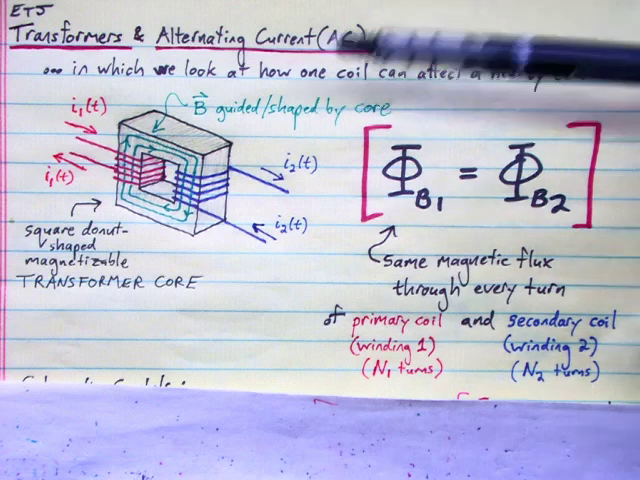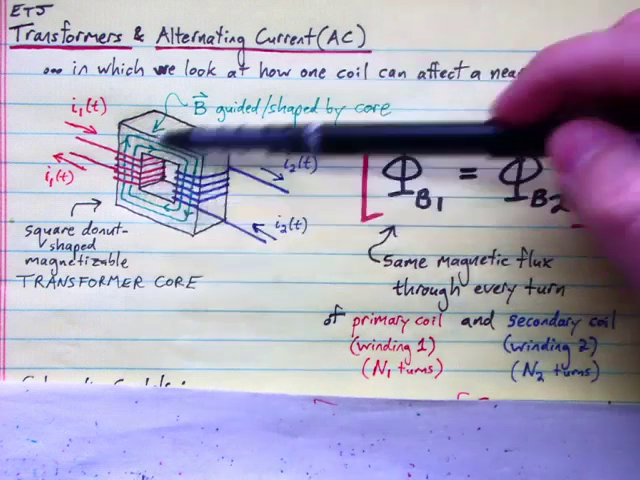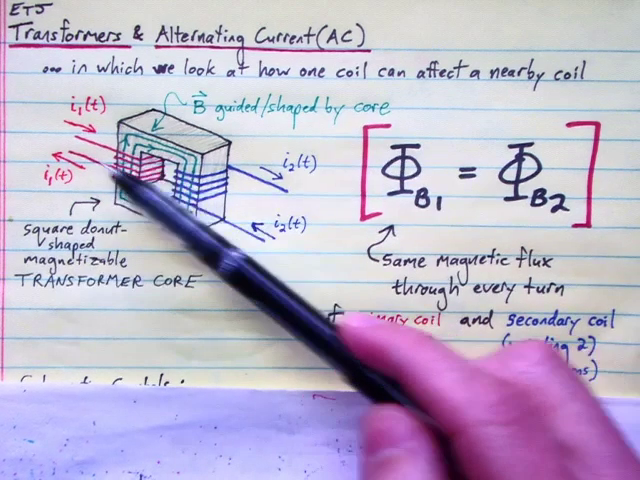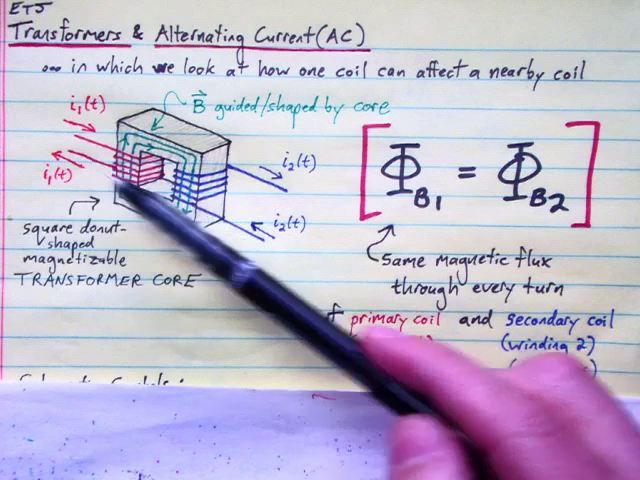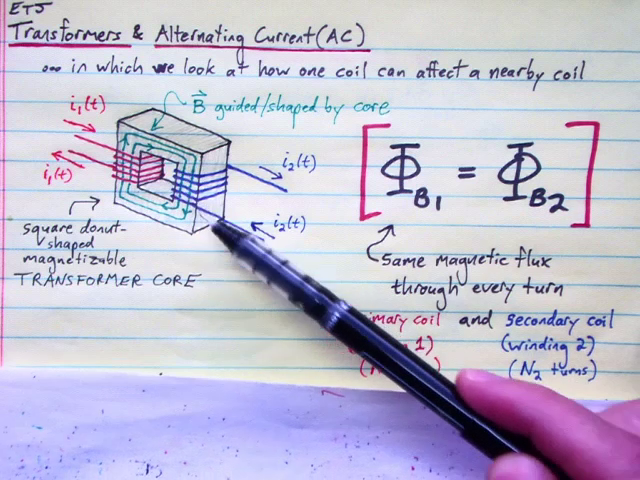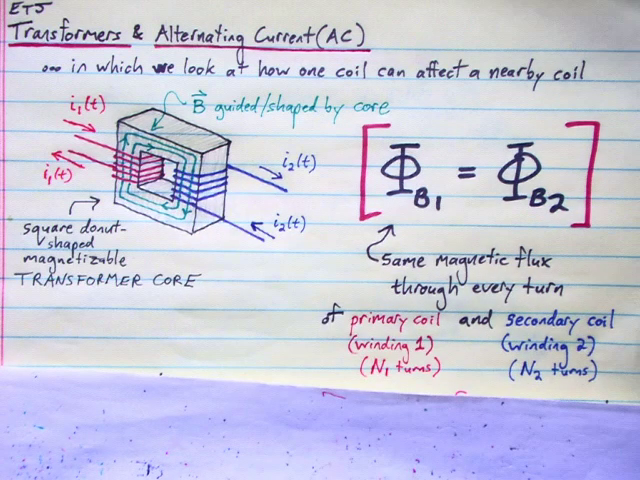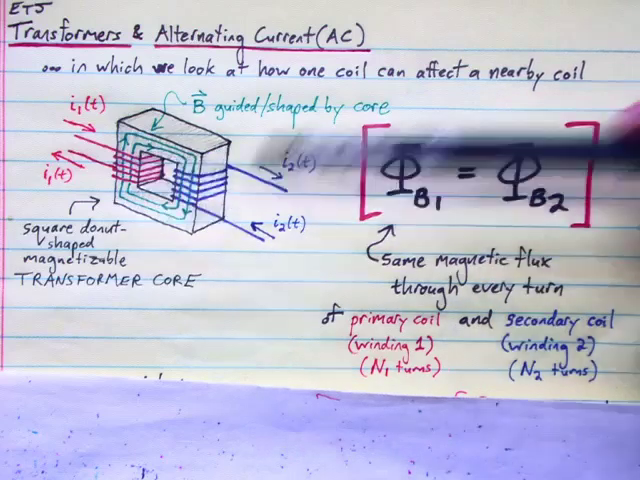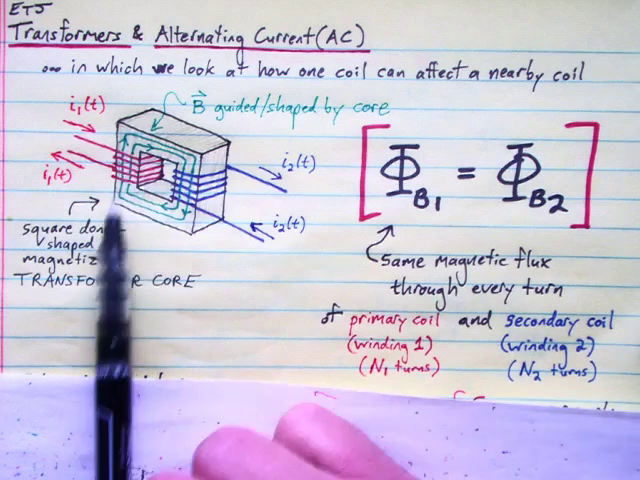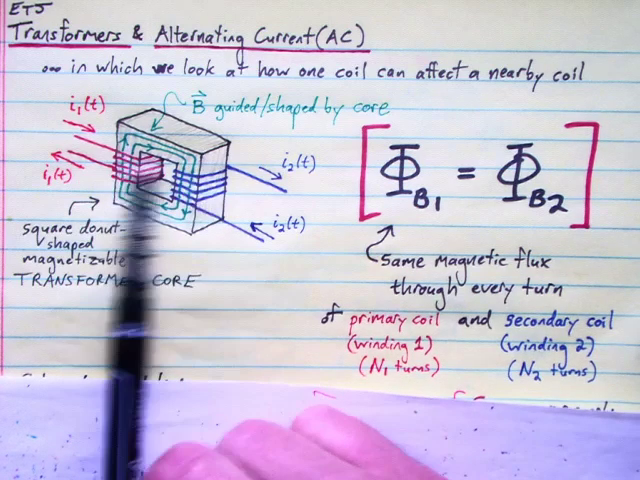If we take a piece of steel and shape it into this square donut shape and wrap a wire around this side to make what we'll call the primary winding, this coil over here, then wrap another wire around that side, the secondary winding, this secondary coil, and run current through those wires, then that current is going to be generating a magnetic field along the axis of each coil.